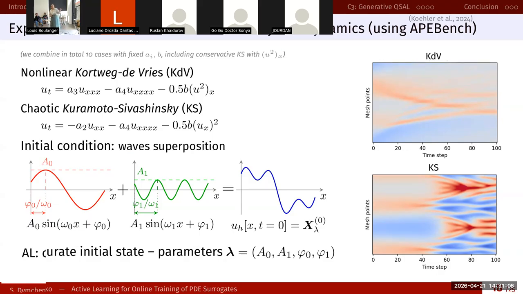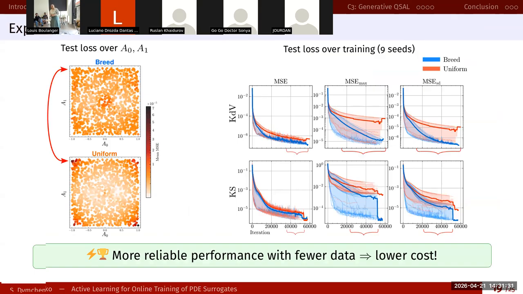As an initial condition for the system, we can take a family of functions representing waves superposition. And then the task of the active learning is to curate this initial state, which is parameterized through the parameters lambda. In this case, these are the amplitudes of the waves and the phases. I show here some of the results.